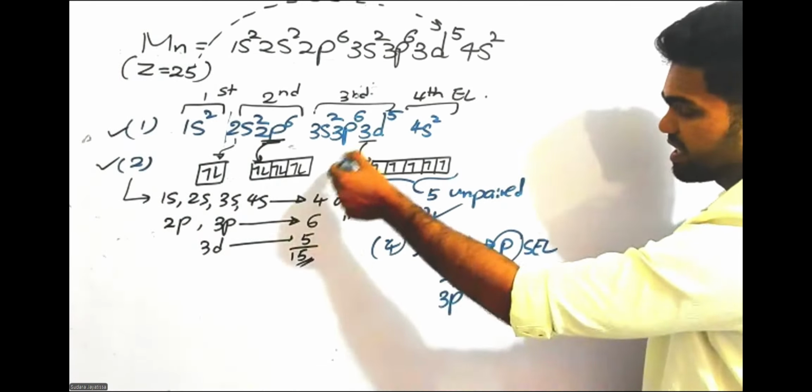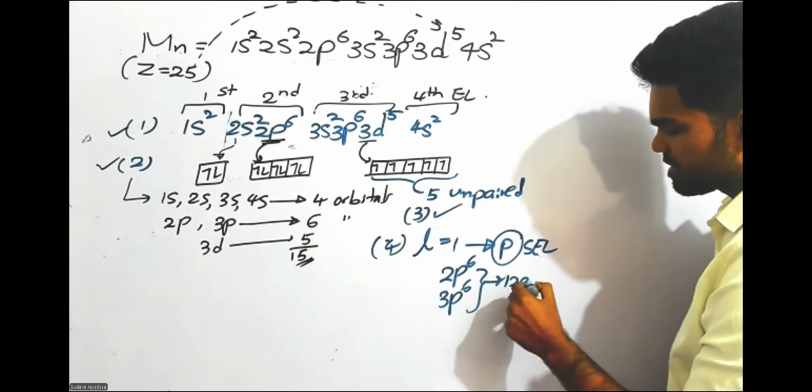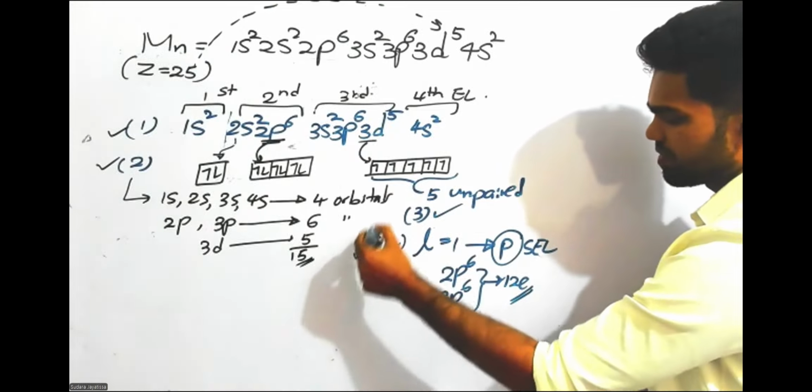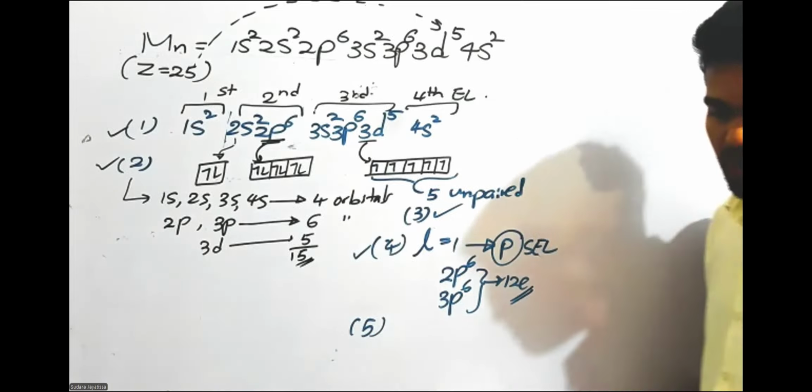You can see the configuration, 2p6 and 3p6. So you have 12 electrons. That is also correct. Okay, so then the last one must be wrong. Let's see why the last one is wrong.